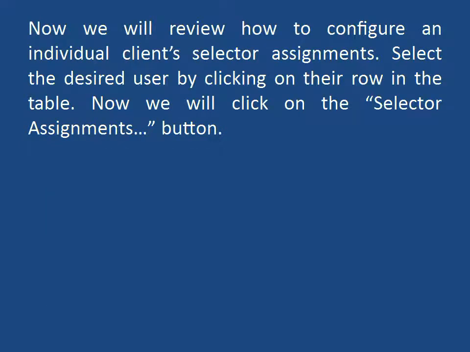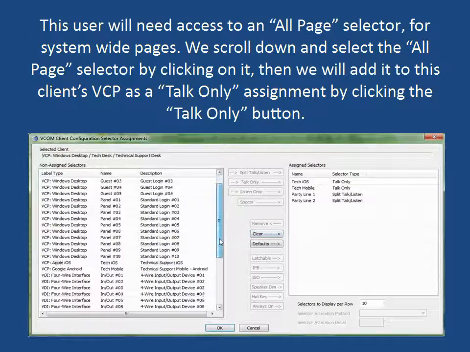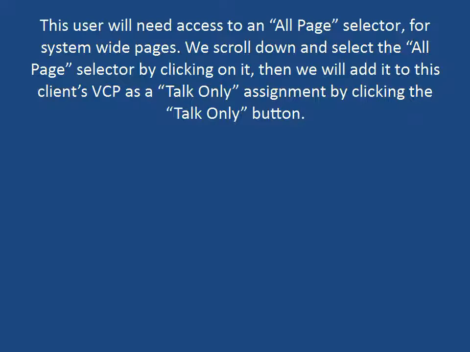Select the desired user by clicking on their row in the table. Now we will click on the Selector Assignments button. This will open the client's Selector Assignments window. Notice in the Assign Selectors box that the default selectors we defined are already assigned. This user will need access to an all-page selector for system-wide pages. We scroll down and select the all-page selector by clicking on it. Then we will add it to this client's VCP as a talk-only assignment by clicking on the talk-only button.